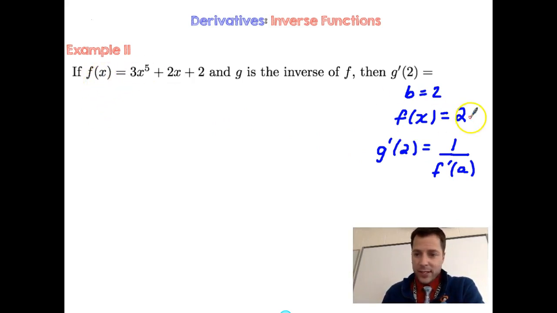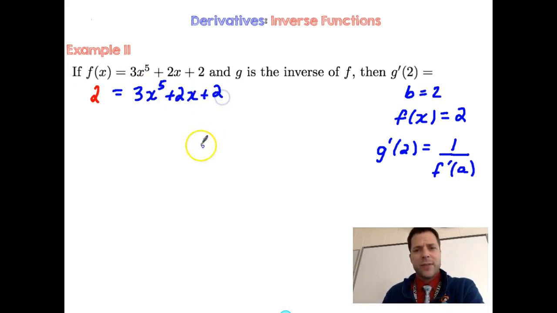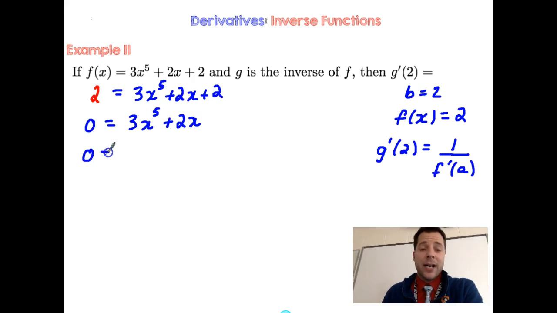So f of x is equal to 2. So here's our substitution, 2, equals 3x to the 5th plus 2x plus 2. Oof, we got to solve for x here. That's going to be tough. Well, let's see what we get. Subtract 2 from both sides. I get 0 equals 3x to the 5th plus 2x. So let's factor out an x in this case. So we factor out the x, and that's a good thing.